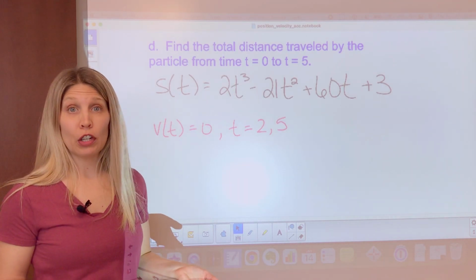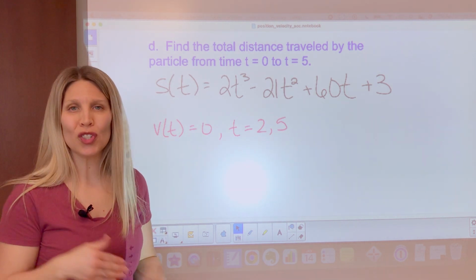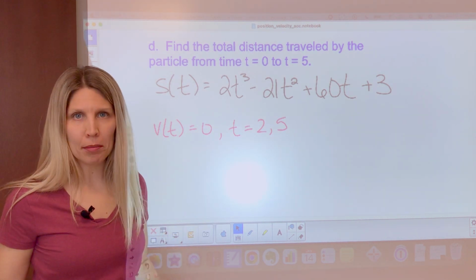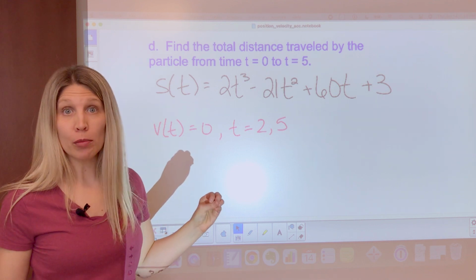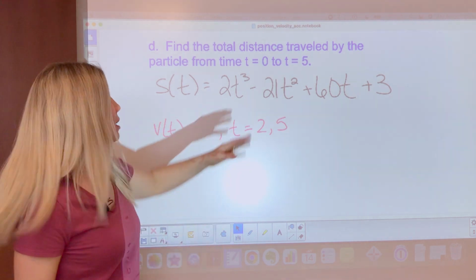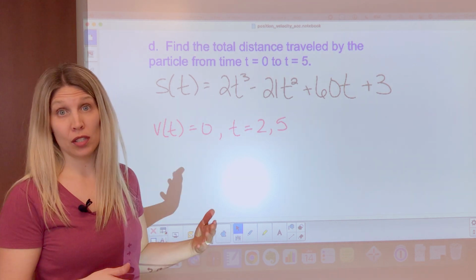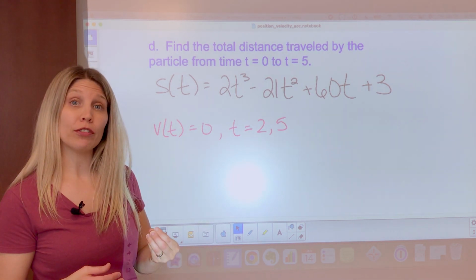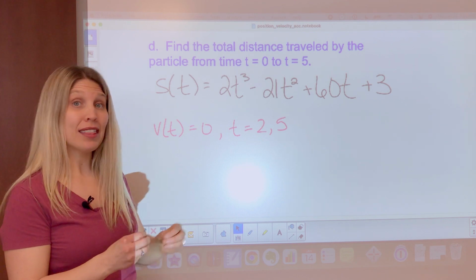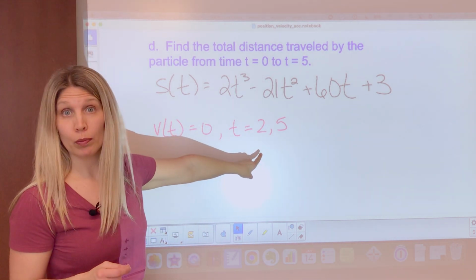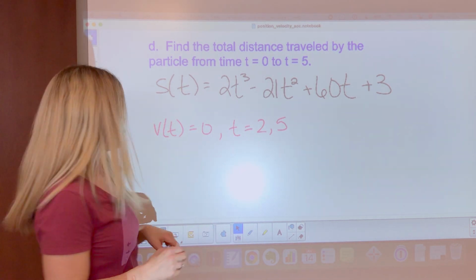The first thing we have to figure out is what was your position when we started? What was your time before you started? Your time was 0, right? The other indication is they give it to you up here. They want to know from t is 0 to t is 5. So that's the first place we have to go, at 0, and then we know that the car stopped at 2. So we're going to figure out both of those positions.